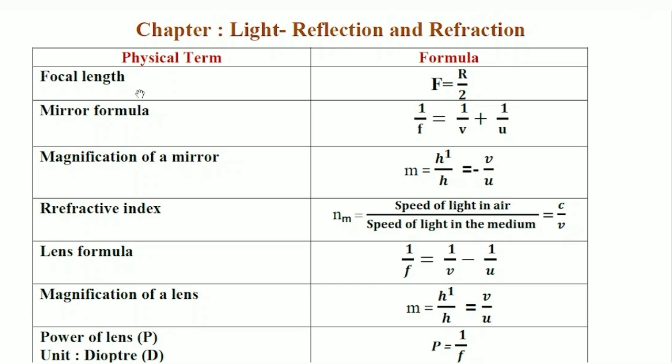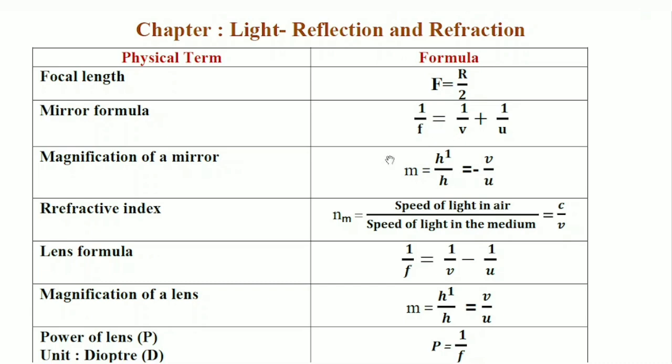And in the light chapter, they used to ask by using the focal length formula 1 by F is equal to 1 by V plus 1 by U. Based on that formula, you have 2 or 3 marks questions. Very, very important formula. So here focal length F is equal to R by 2. Mirror formula 1 by F is equal to 1 by V plus 1 by U.